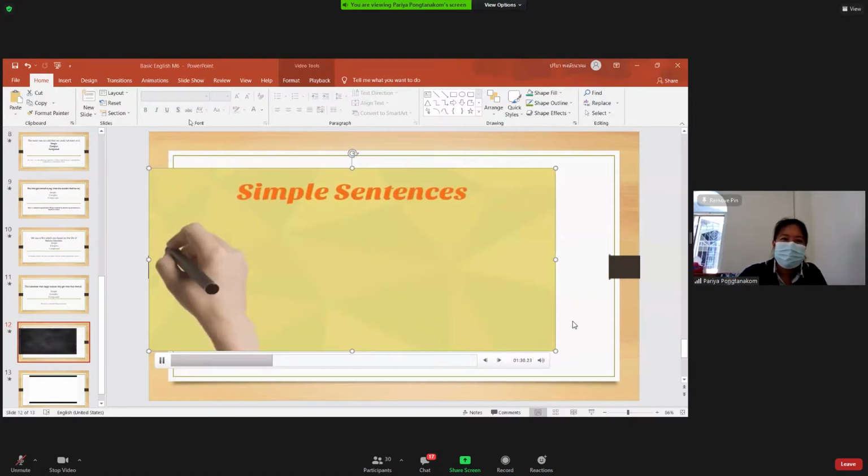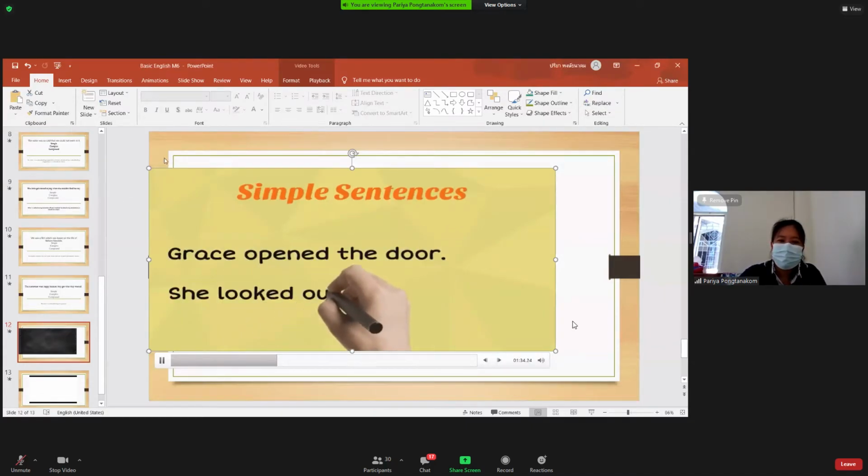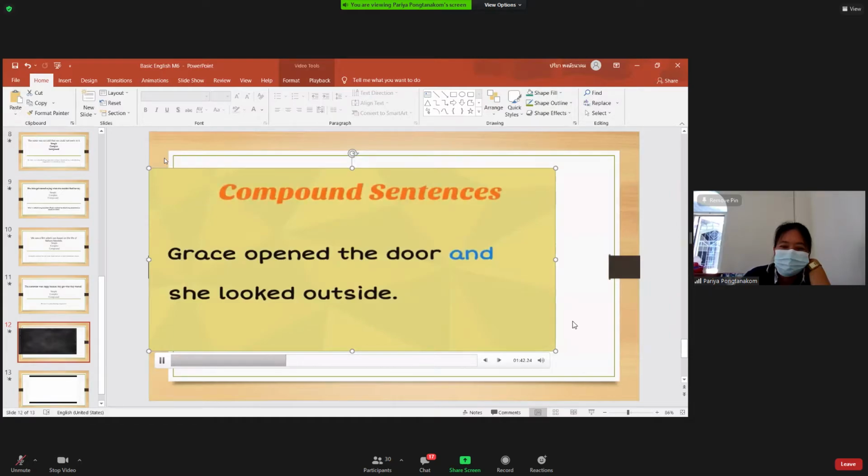Here are two simple sentences. Grace opened the door. She looked outside. Let's join them using the coordinating conjunction AND. We have created a compound sentence. Grace opened the door and she looked outside.